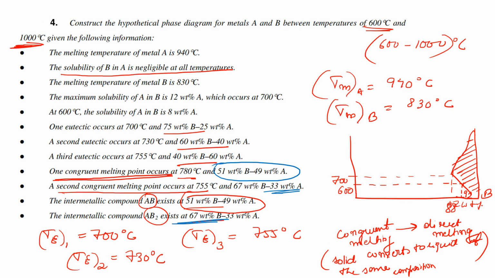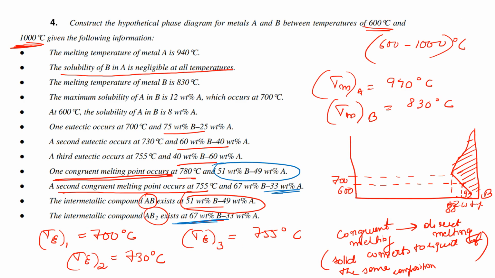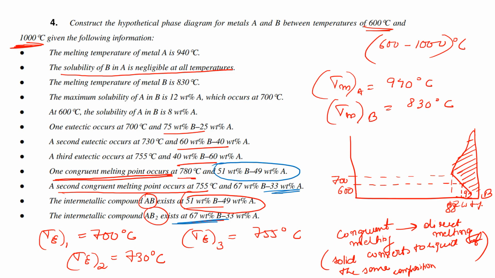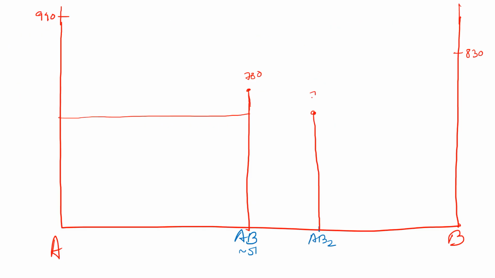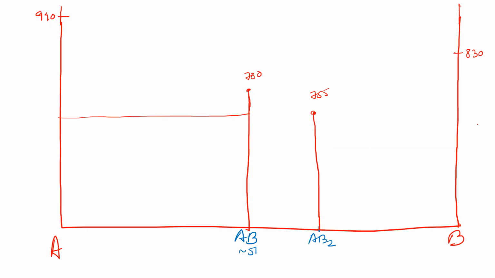We have increasing order of melting points, right? So we will be having 3 eutectics, but we know that this melting point is given. So this melting point of AB is 780 degrees centigrade, and the melting point of AB2 is 755 degrees centigrade. Now that will help us to know where the eutectic points are. So the first 700 degree eutectic will be lower than this point, so this eutectic will lie somewhere here.